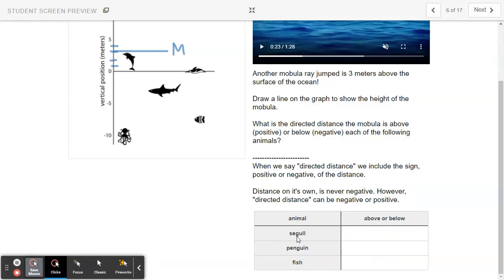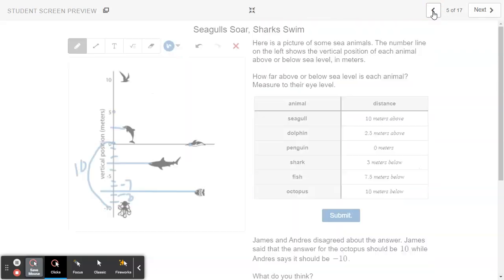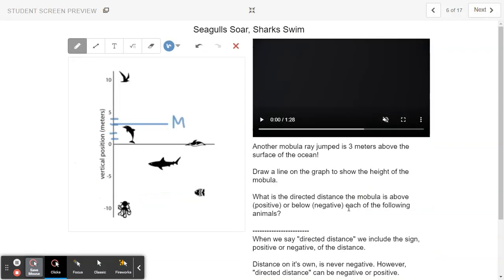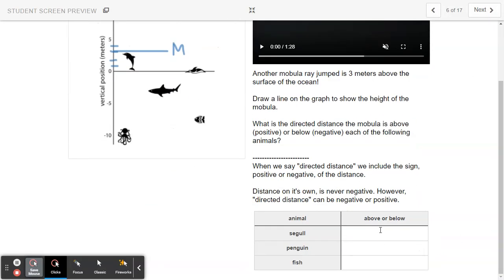Okay. So the seagull, well, we already did this on the last one, right? So we kind of already know these. So the seagull was 10 meters above. So I personally write 10. And the reason why I don't write a plus is because I do have a lot of students who will write a positive, a plus. There's nothing wrong about that.